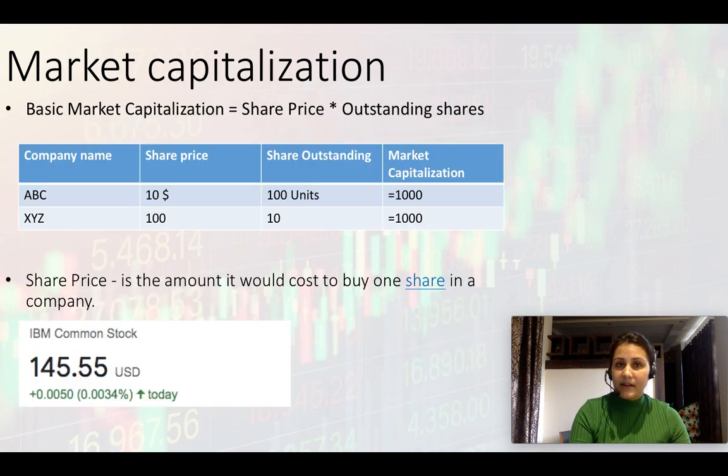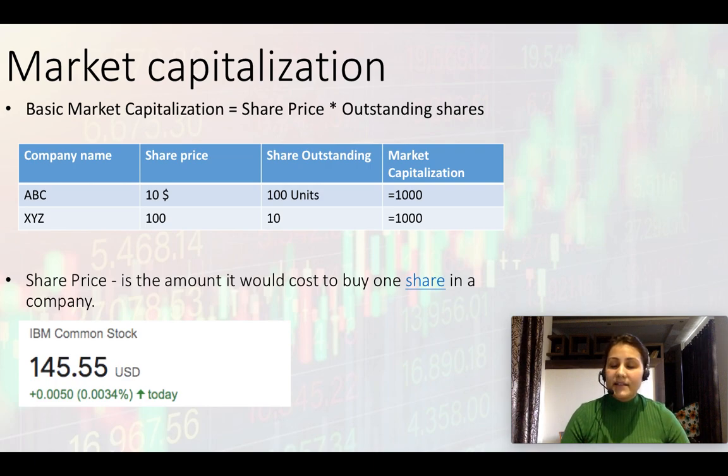How we calculate market cap depends totally upon the share price and the outstanding shares. As you can see, the basic market capitalization is derived by multiplying the share price by the number of outstanding shares for that company. Here is an example: for any ABC company, if the share price currently is $10 and the outstanding units are 100, the market cap value would be 1000. The important thing to understand here is what share price and outstanding shares are. If you are clear about these two things, it's very easy to understand how basic market cap value is derived.